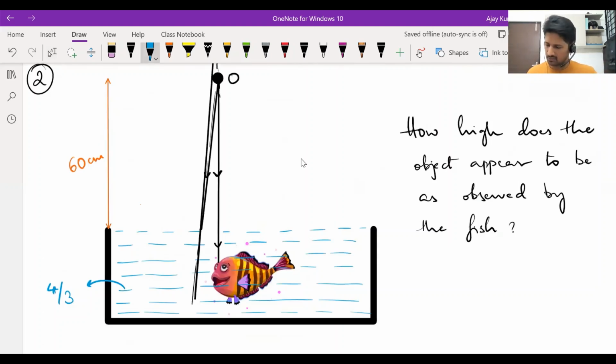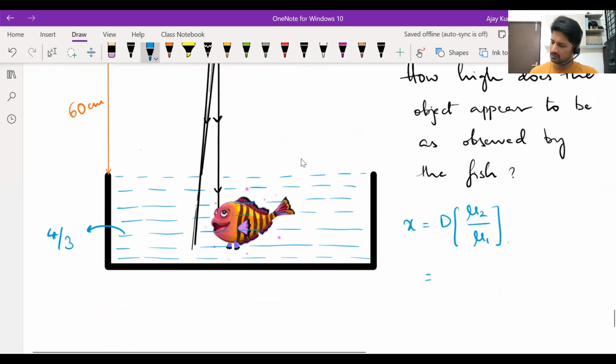Or don't even call it depth. We know x is equal to D into mu2 by mu1, where x is the apparent distance and capital D is the actual distance. You don't have to call it depth or height, just call it distance. The actual distance of the object from interface is 60. Mu2 is the medium in which refracted rays are traveling.